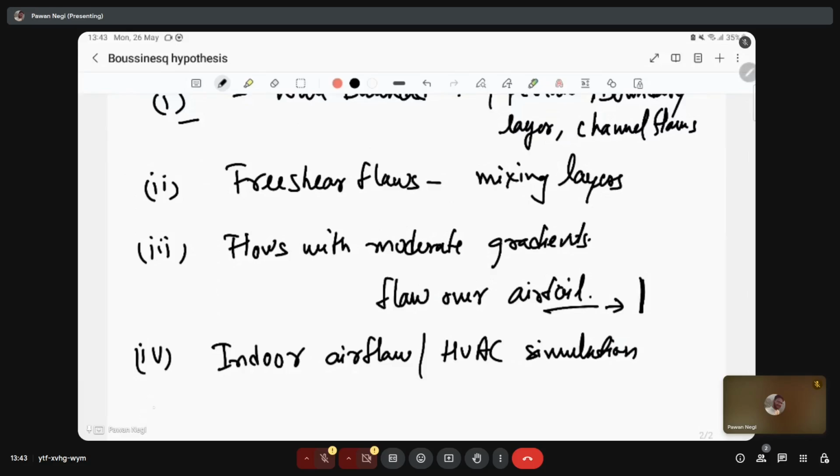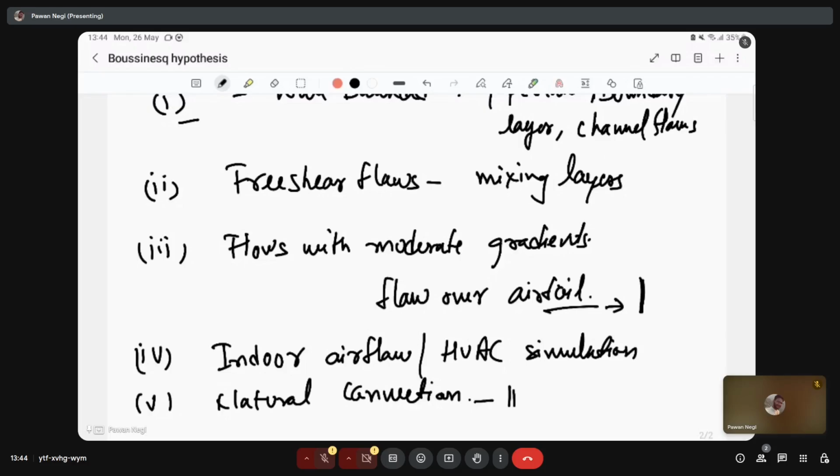Then number five is natural convection. There we assume that the density is constant, although the flow is considered compressible. So here we can solve ventilation problems and electronic cooling with incompressible flows.